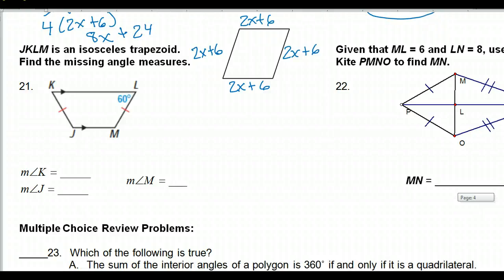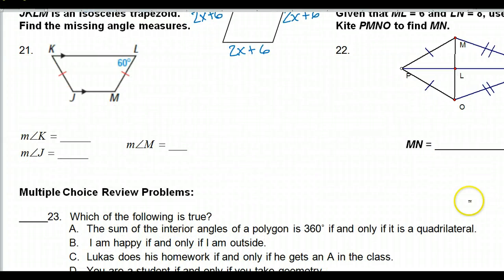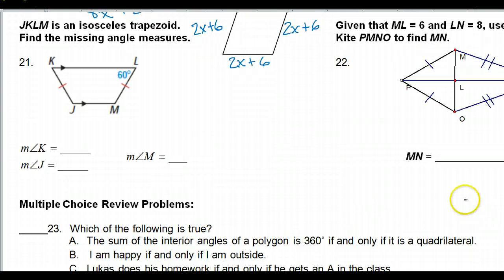Okay, let's move on to number 21. Almost done. JKLM is an isosceles trapezoid. This time they went ahead and gave us the picture. Find the missing angles. Well, angle K will definitely be 60 because it's got to match angle L over here. So angle K will be 60.